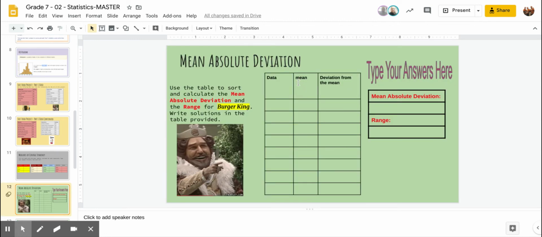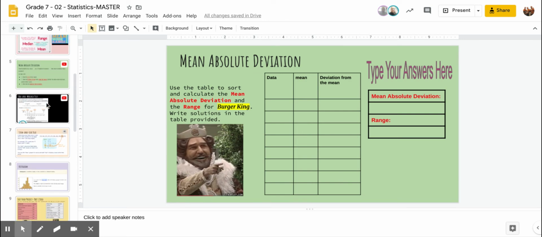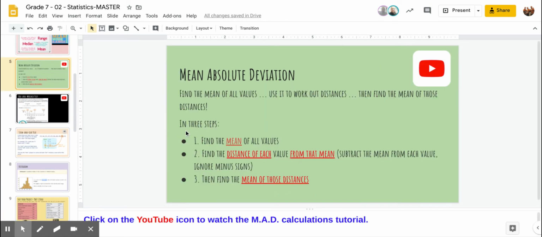Same thing with mean absolute deviation. Remember, and this is why we have this highlighted, this is just Burger King. This is nothing else. Only Burger King for mean absolute deviation. Put your data in, find your mean, which you should already have from the prior slide, and then calculate the deviation from the mean. If you have questions on that, go back to the video on mean absolute deviation and read through the 3 steps. Okay.